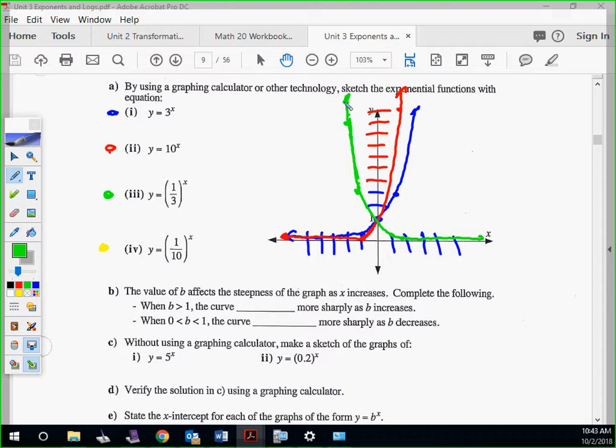Then the (1/10)^x is going to be even steeper in that direction. So -1 is going to be at 10, and 1 is going to be at 1/10, and so it's going to be going this way, going that way. Okay, so there's your four examples there, your two decays and your two growths.